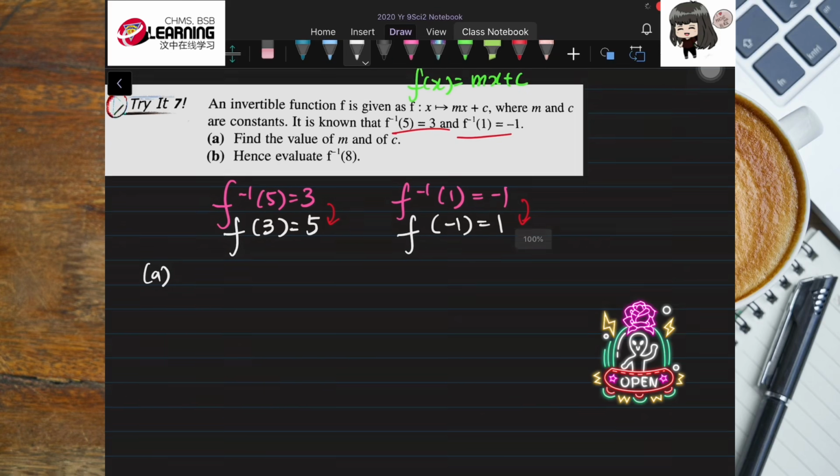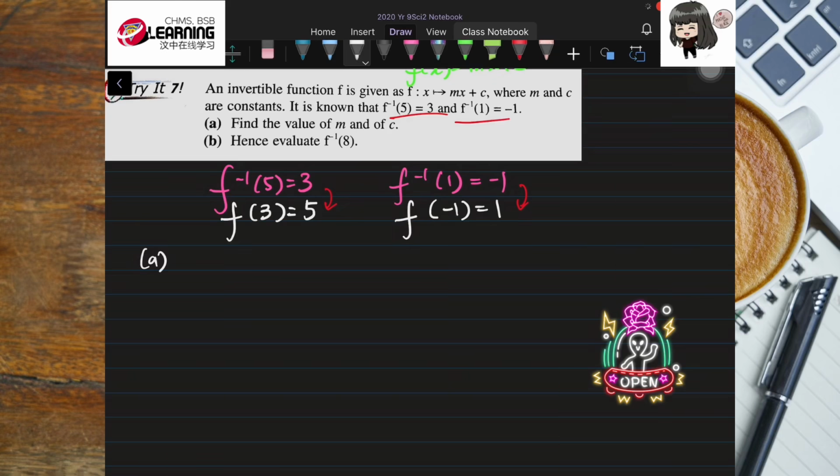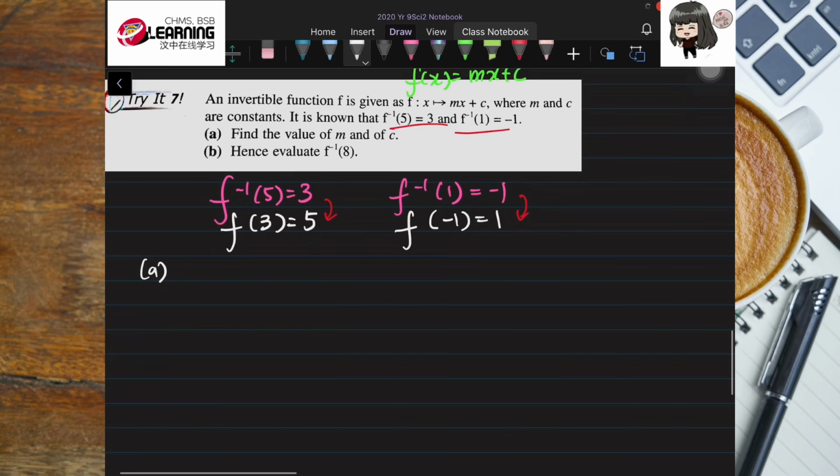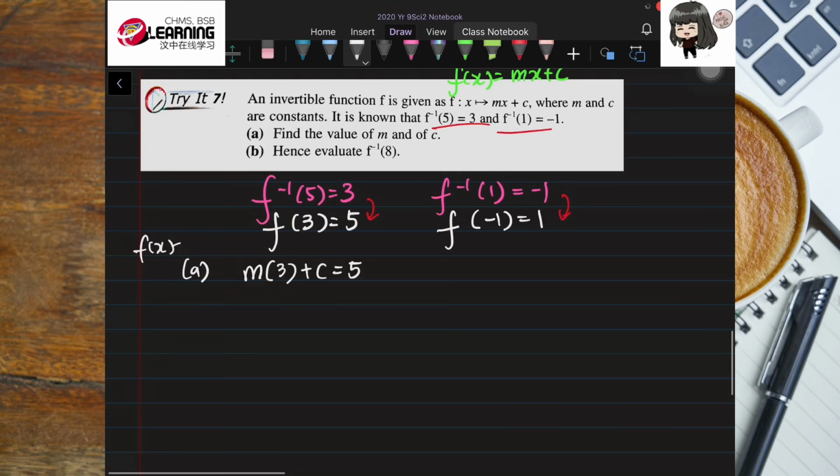A. Find the value of m and of c. So you can form a two equation here. The first equation, since your f of x is equals to mx plus c, so you can sub in 3 into the x, m times 3, plus c equals to 5. Because you are given f of x equals to mx plus c, so you just sub in the x, which is 3. So 3m plus c is equals to 5. This is your first equation.